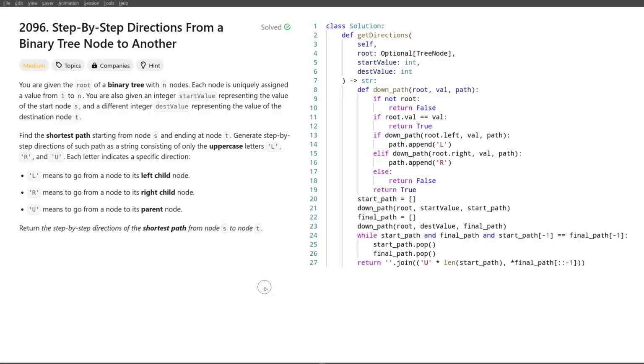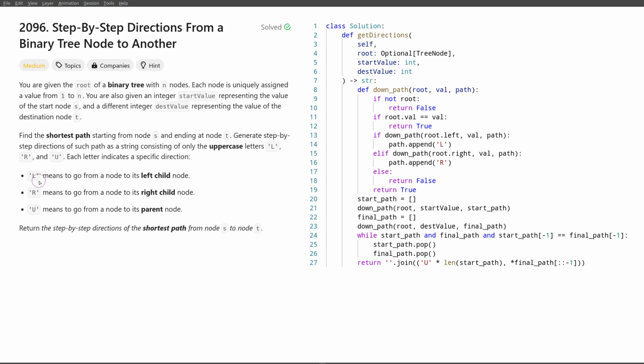Hello everyone, today we'll talk about the problem step-by-step directions from a binary tree node to another. We're given a binary tree, so a root of the binary tree, and we're also given the values of two nodes, start node and end node, and we want to take the shortest path from start node to end node and return that path, but return it in the form of directions.